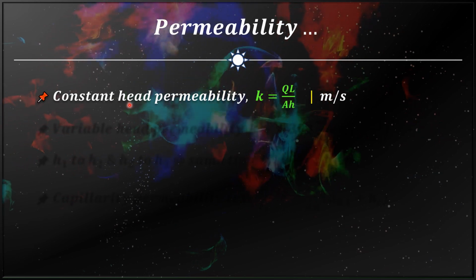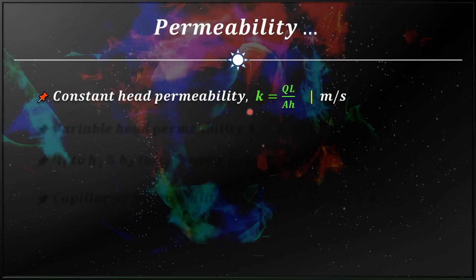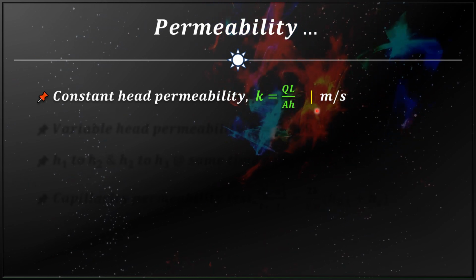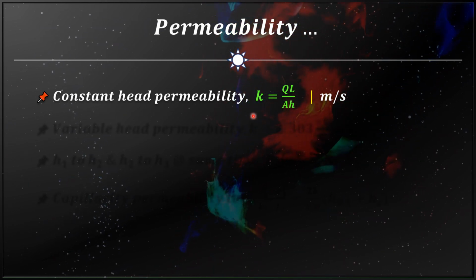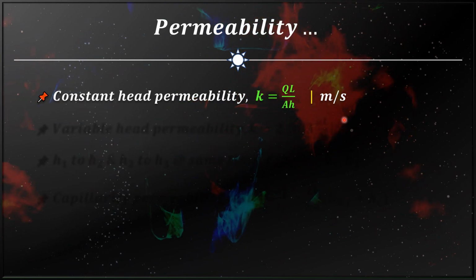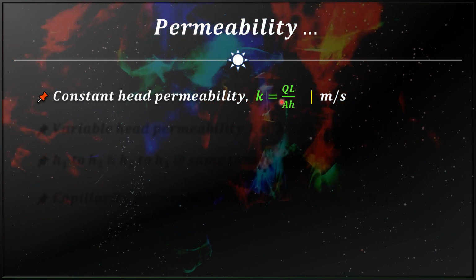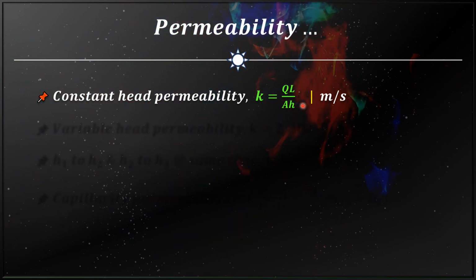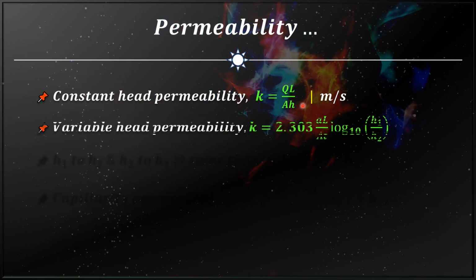So first let's see how constant head permeability affects the coefficient of permeability test. So K is equal to QL by AH. This is a basic formula. So we have already seen Q is equal to K into i into A. So that is modified into this formula. K is equal to Q into L divided by A H.